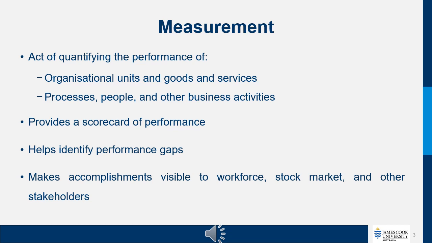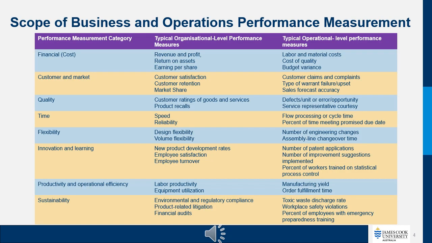So we do have different performance measurement categories like finance, customer market, quality, time, flexibility, innovation, learning, productivity, and operational efficiency and sustainability. As you can see from this picture, each one of them has some influence on other parts. Like for example, looking into typical organization-level performance measurements or typical operational-level performance measurements.